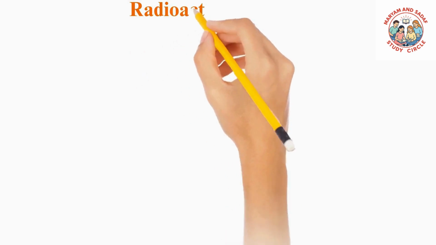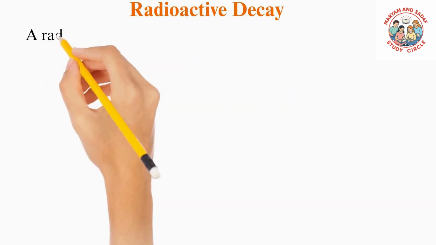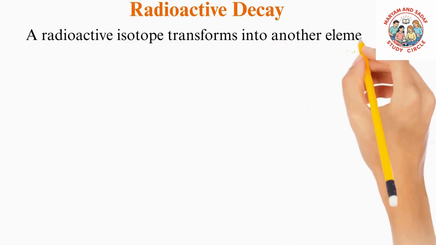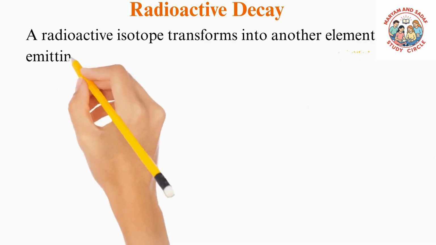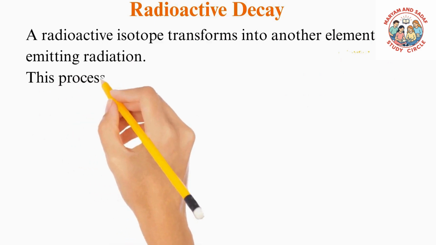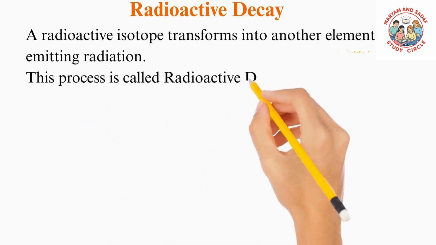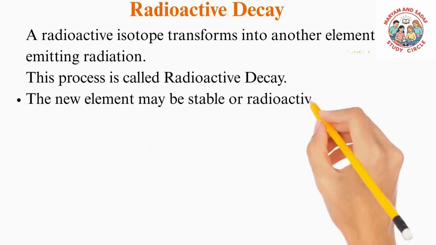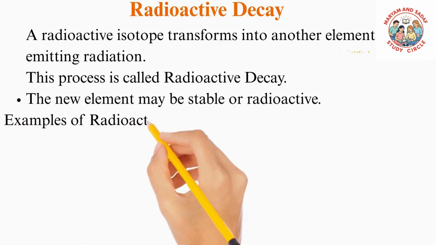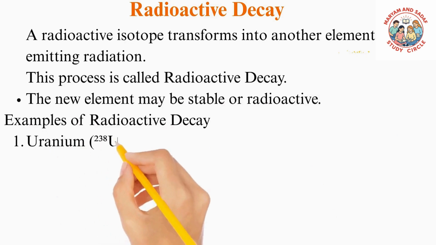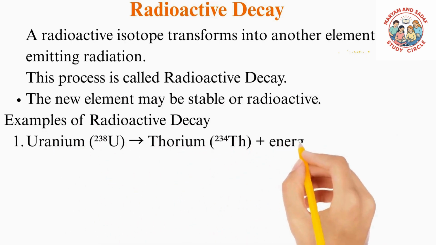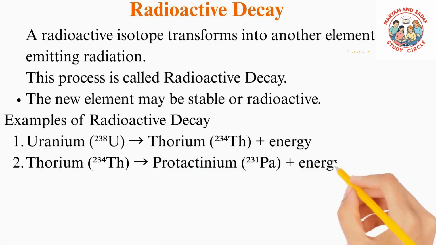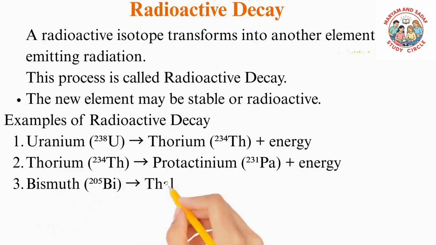Radioactive decay. A radioactive isotope transforms into another element by emitting radiation. This process is called radioactive decay. The new element may be stable or radioactive. Examples of radioactive decay are conversion of uranium to thorium, thorium to protactinium, and bismuth to thallium.